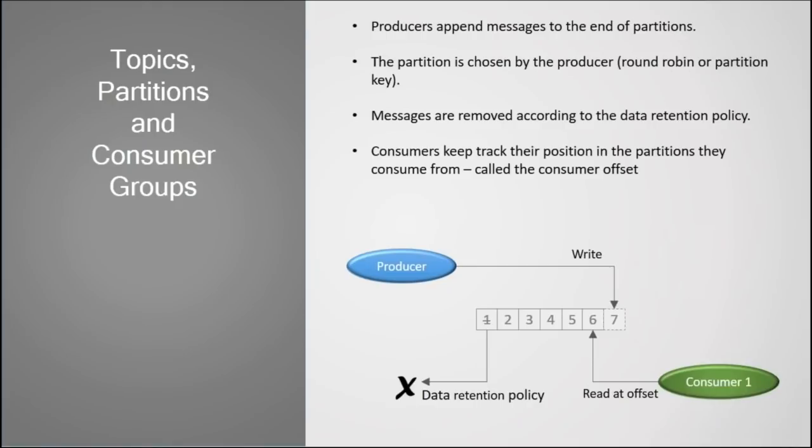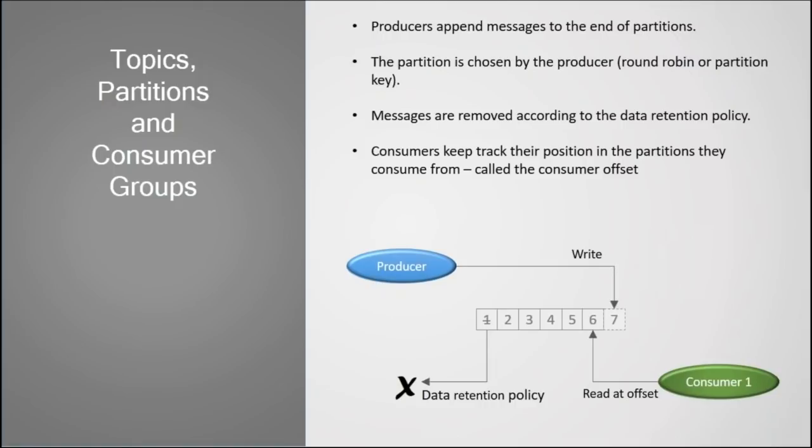Producers append messages to the end of partitions, and the partition is chosen by round robin or partition key. Data is not removed upon reading, it is removed by a data retention policy. This is often a time window or the size of the partition. There is also log compaction, and we'll be looking at that a little bit later.